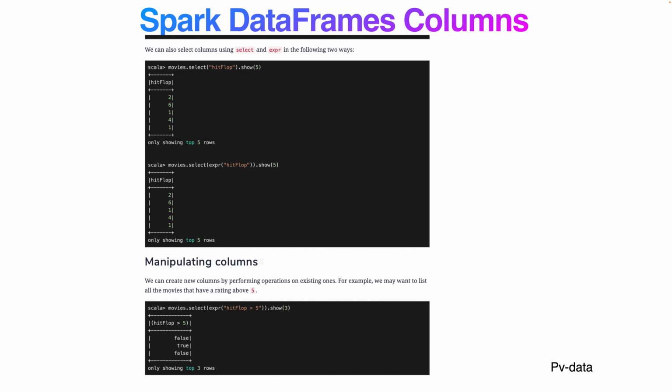The next part is that we can also select a column using an expression. Just like movie.select with the column name, it will show the values. Or we can use selectExpr with hit or flop. So it is also a way of manipulating columns.